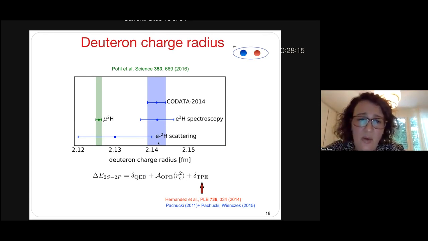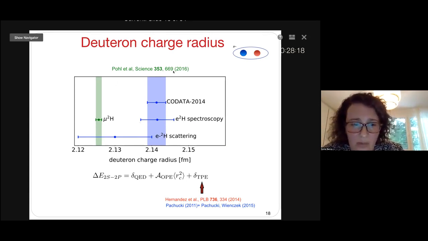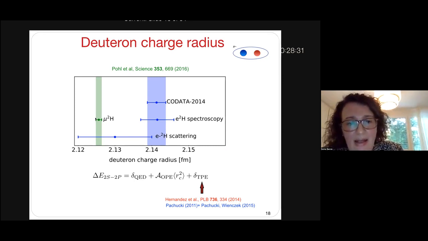So this is what was done by Pohl and collaborators. They used our numbers as input, and they were able to extract the deuteron charge radius, which I plot here, and that's the result. It's always much more precise than anything else. And in this case, it didn't disagree with the electron scattering, but it was different from the CODATA evaluation.